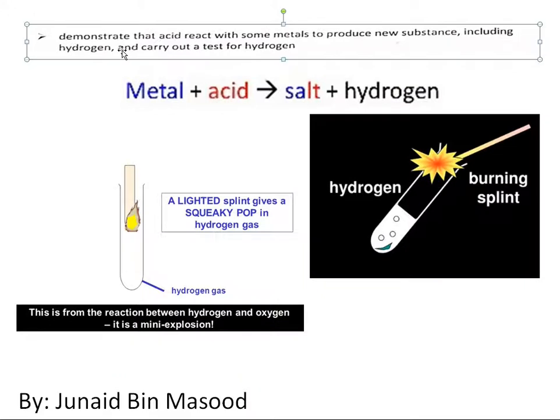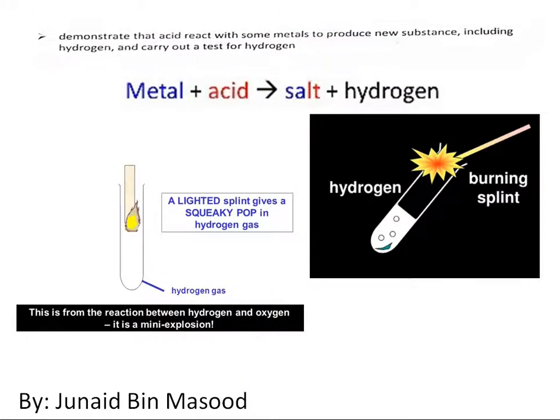The next objective is to demonstrate that whenever an acid... remember we have studied acids. An acid is a substance which causes corrosion. It turns blue litmus paper red. So I'm just reviewing those concepts.